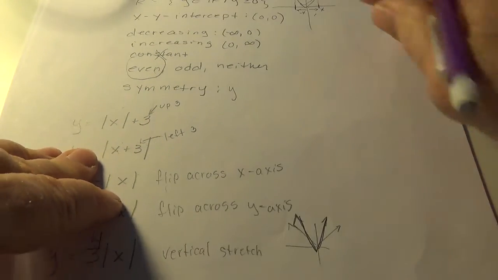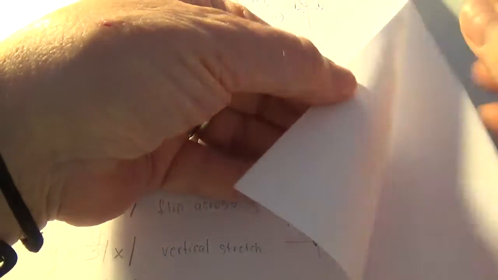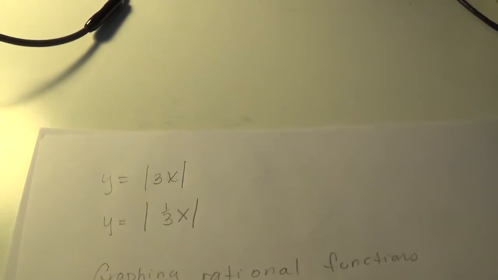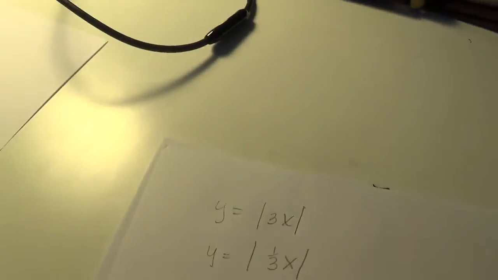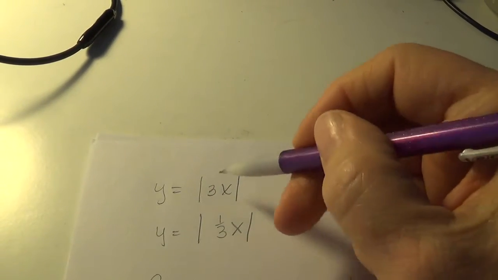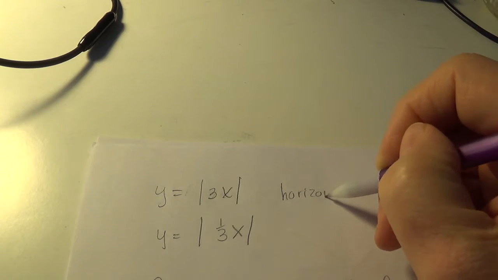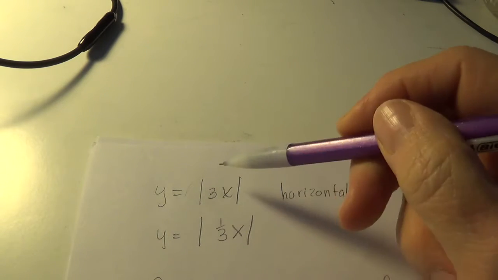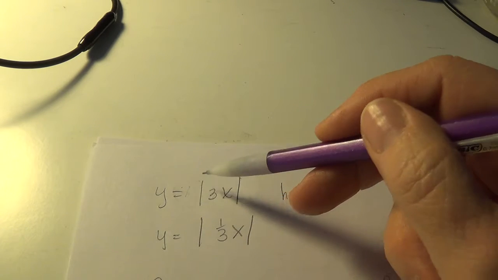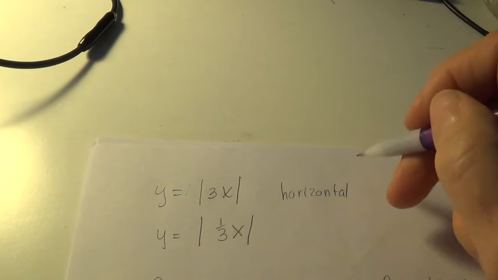Alright, so the other two cases are going to be when the value, the change, the multiplier, the factor, is inside of the function. So there we have horizontal changes. When the number was outside, it was vertical. Now we're inside, horizontal. So it's opposite. You recall when the number was outside, it was a vertical stretch. So this will be a horizontal shrink.